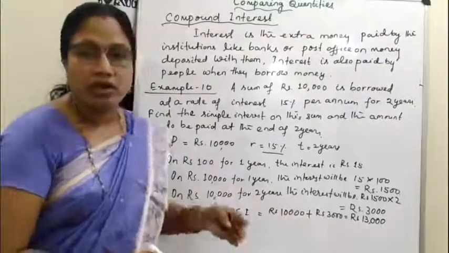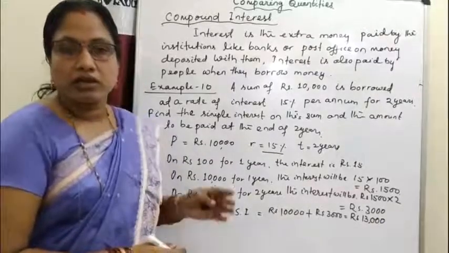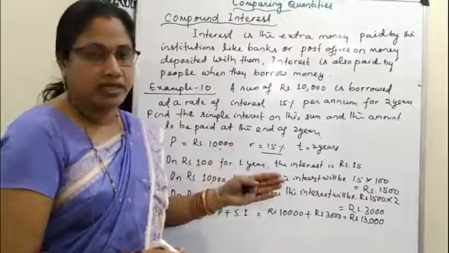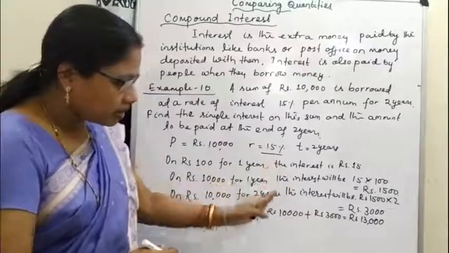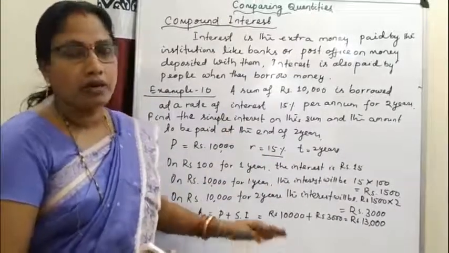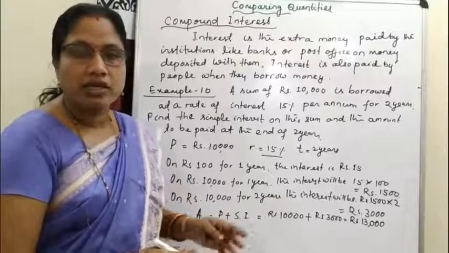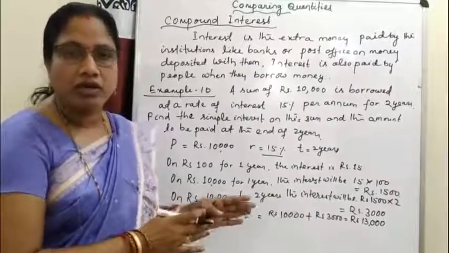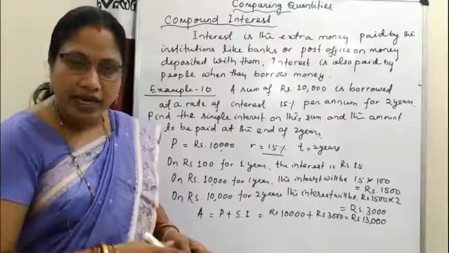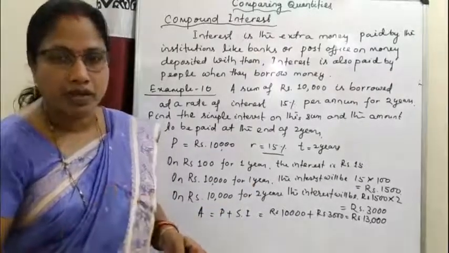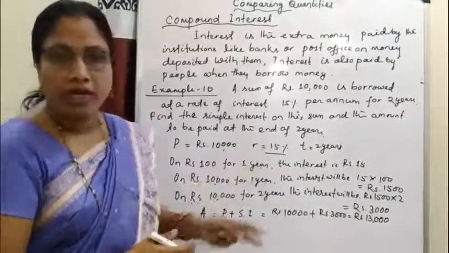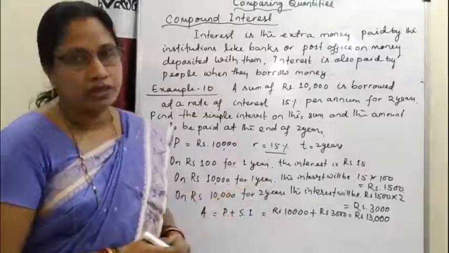When we talk about compound interest, the compound interest is calculated on interest. That means in simple interest the principal is the same in every year. But in the case of compound interest, the amount in the first year will be the principal of the second year, and the amount of the second year will be the principal of the third year, and so on. Likewise, let us solve some examples on compound interest.